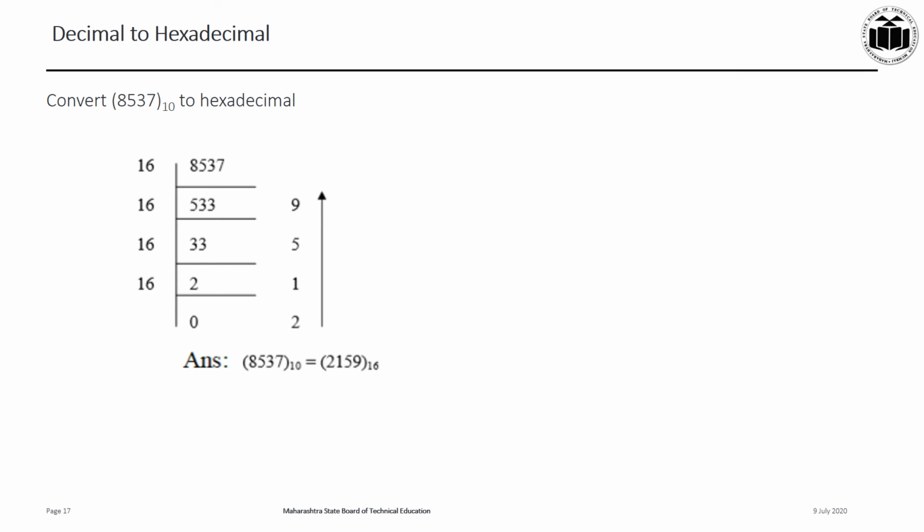Decimal to hexadecimal. Conversion of decimal to hexadecimal is again to be done in the similar manner. Here, the base that you will be using will be 16. So, divide the decimal number with the base 16. Note down the remainder. The quotient is then divided by the base 16 until you get a 0. And always note down the remainder from each step. List the remainder values in the reverse order as is shown with help of the arrow. So, the answer for the decimal number 8537 will be 2159, which is in the hexadecimal number system.